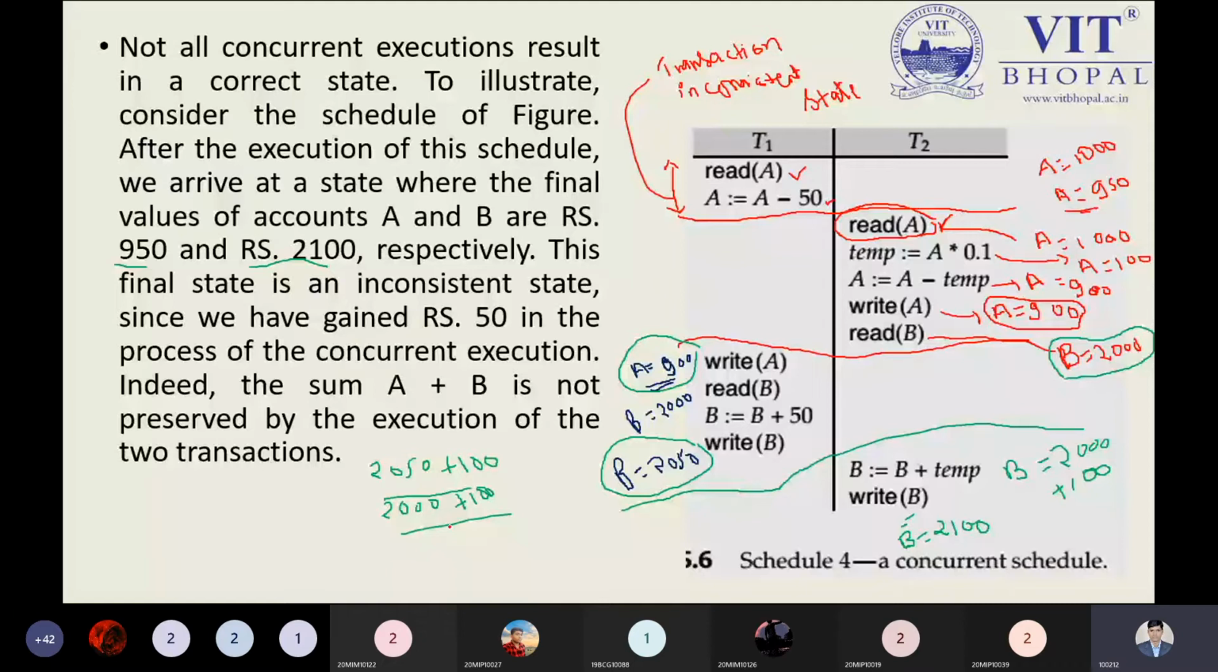So if you try to read the A value by any one of the transactions, then it will use the 1000 rupees. That is the point you have to calculate. You have to keep it in mind properly.